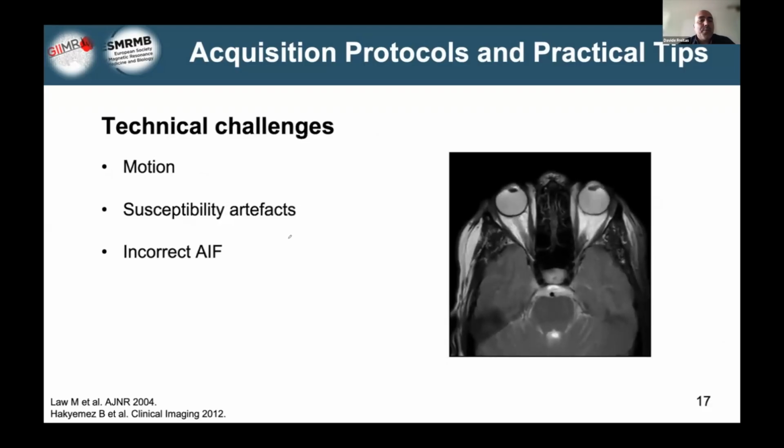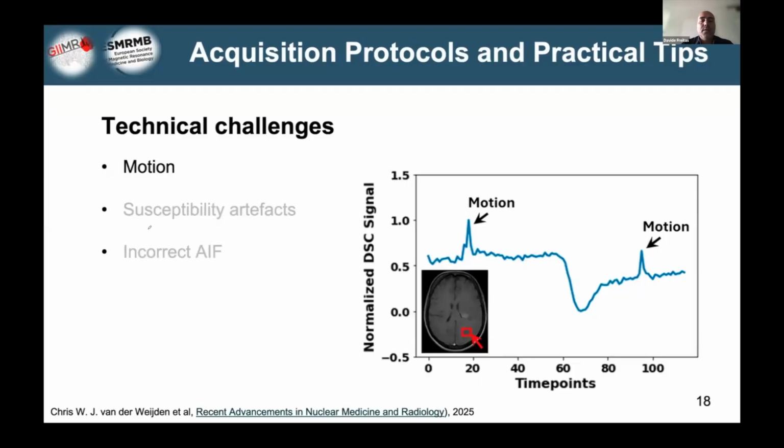Even with an optimized protocol, several technical challenges can significantly affect the quality of the acquisition. In this section, we will focus on three common issues: motion, susceptibility artifacts, and incorrect AIF selection. These factors can distort the signal time curve and lead to unreliable perfusion maps. Motion is one of the most common and impactful sources of error because this acquisition relies on subtle signal changes over time.